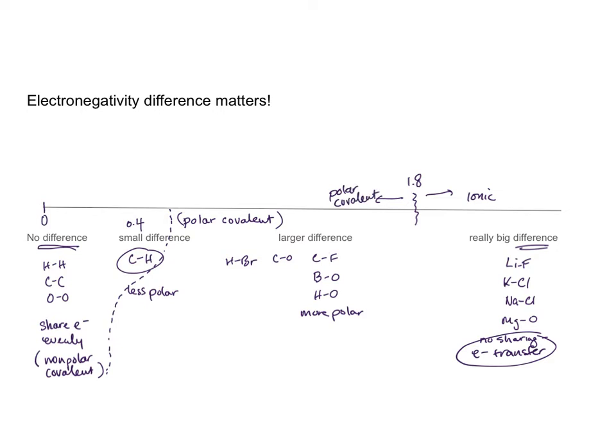That's kind of an arbitrary cutoff. Some texts will use 1.7, 1.9. 1.8 is a good value for us to stick with for this year.